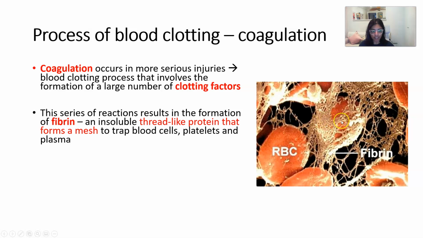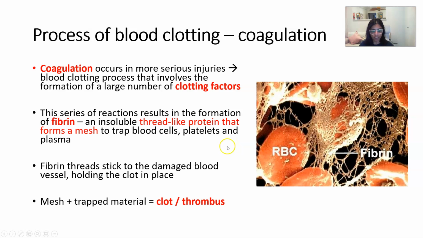Some of those clotting factors result in the formation of fibrin. That's this mesh that you can see in the picture here. Fibrin is insoluble, so it won't dissolve in the plasma, and it is made up of thread-like proteins, and as you can see really clearly here, it's forming a mesh to trap these red blood cells and platelets to slow down blood flow and create that coagulation effect or blood clot. When you have this mesh plus all the trapped material in it, as I've shown here, then you will end up with a blood clot or a thrombus.